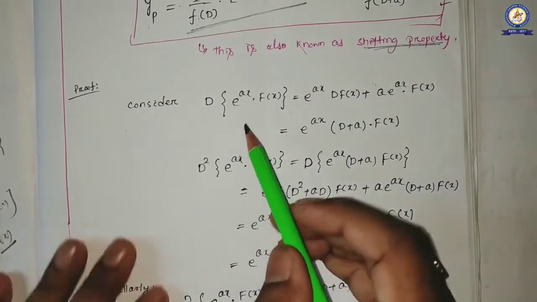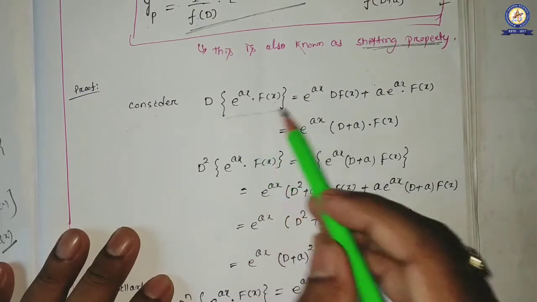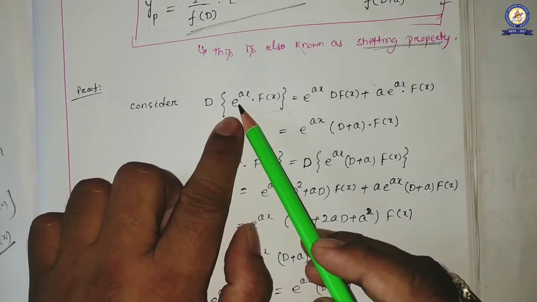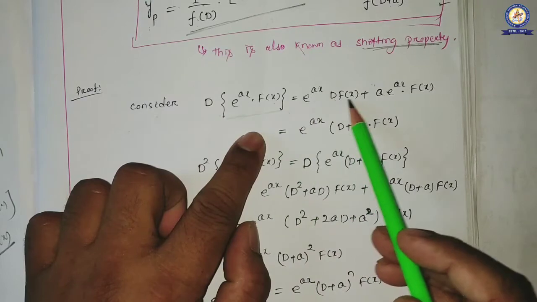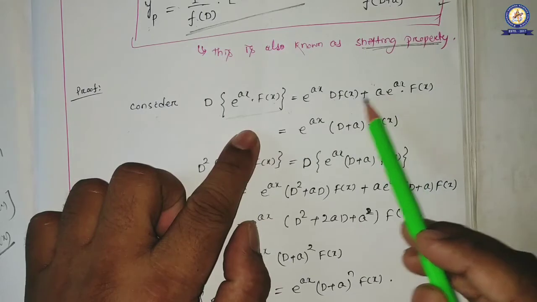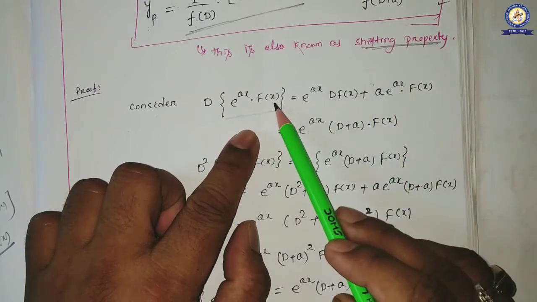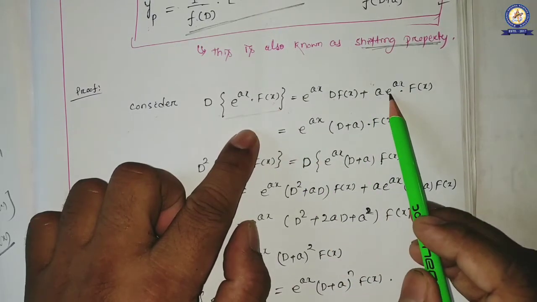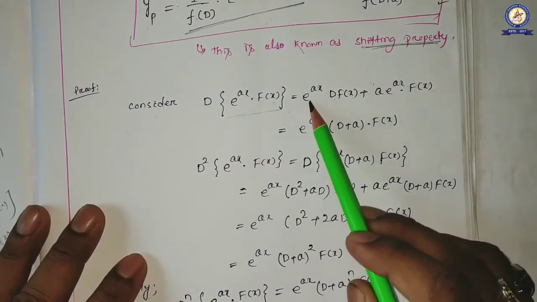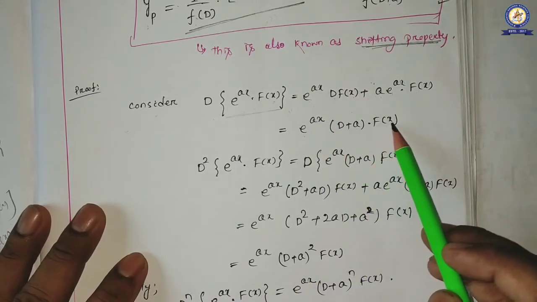Now we have to prove this theorem or property. First we consider D of e to the power ax into f(x), that means the first derivative of this one. By the product formula, this will be e to the power ax D of f(x) plus D of e to the power ax, that means a into e to the power ax, times f(x). Taking e to the power ax and f(x) common outside, we get e to the power ax into (D plus a) into f(x).